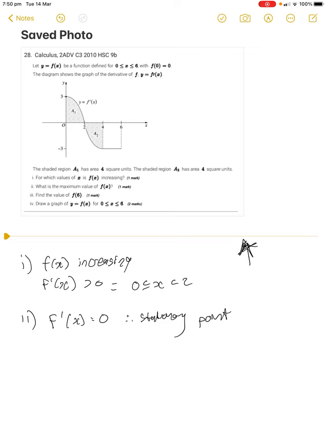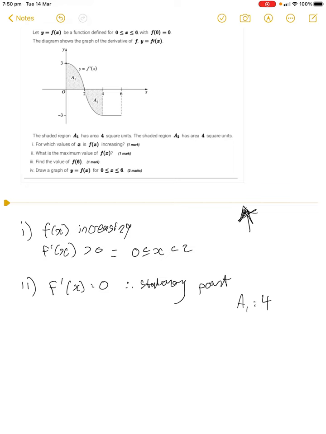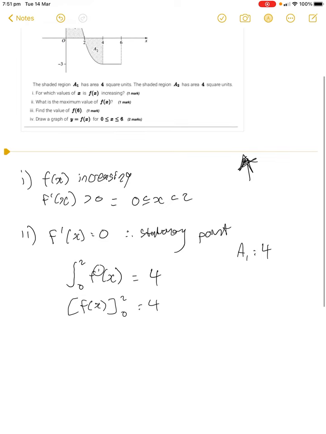Now, this is where things get a little bit wild. We know the area A1 is equal to 4. So we know the area under the curve between 0 and 2 is 4. If we integrate the derivative between 0 and 2, we're going to get 4. Well, what does the integral of the derivative become? It becomes the value of the curve itself, f of x between 2 and 0, and we know that's equal to 4. If we sub in like normal, f of 2 minus f of 0 is equal to 4.